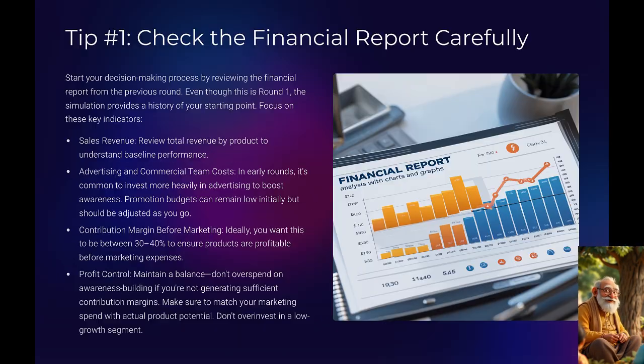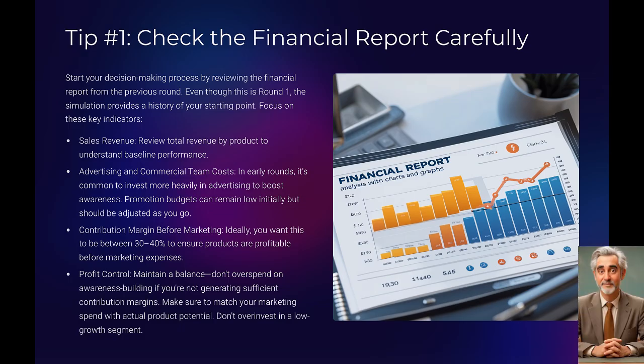Let's get started with winning tip number 1, analyze the financial report. Tip number 1, check the financial report carefully. Start your decision-making process by reviewing the financial report from the previous round. Even though this is round 1, the simulation provides a history of your starting point. Focus on these key indicators: sales revenue, review total revenue by product to understand baseline performance. Advertising and commercial team costs.